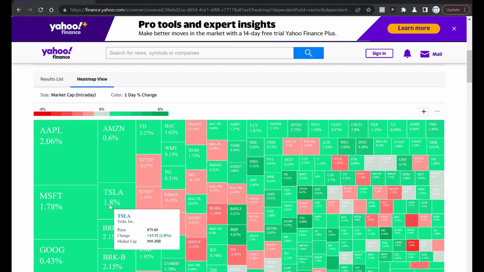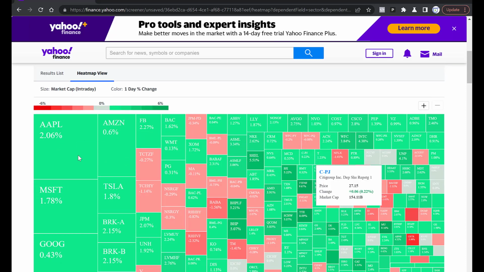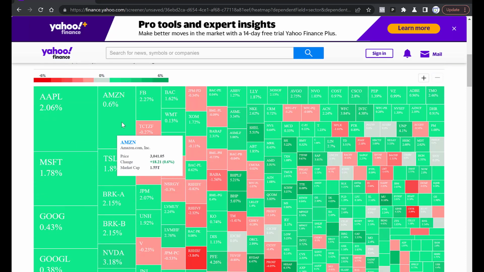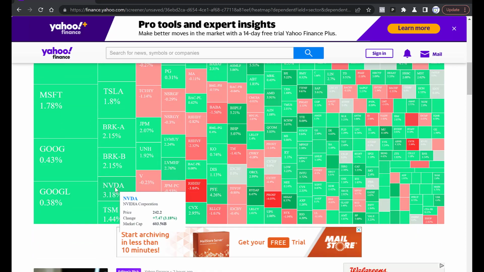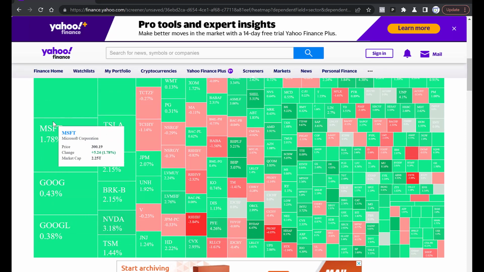Now this shows us very quickly what was up today and what was down today, and shows you what the biggest companies are. Obviously you've got Apple here, and I've talked about this before. We talked about, what was it, the top 7 or 10 stocks make up 30% of the market. You can really see that here. You've got Apple, Microsoft, Google, Amazon, Tesla, Nvidia, TSM, Taiwan Semiconductor. You pretty much know the majority of the names on the left hand side of the screen.